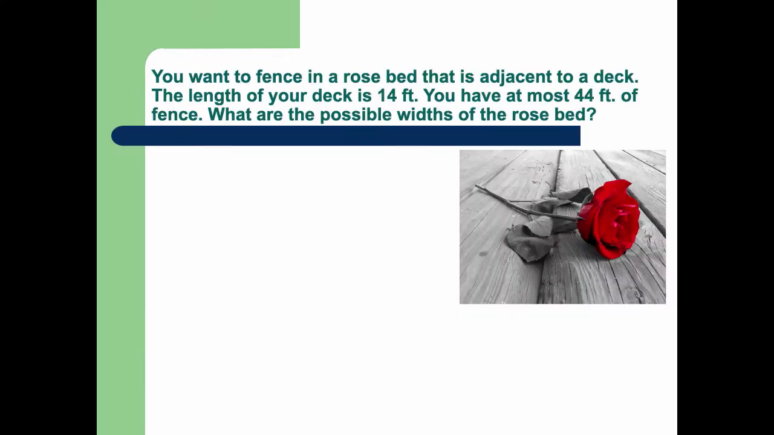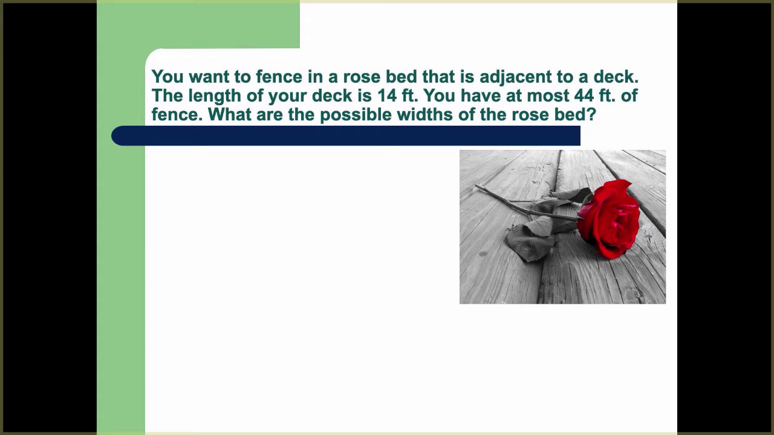So here we have, you want to fence in a rose bed that is adjacent to a deck. The length of your deck is 14 feet, and you have at most 44 feet of fence. What are the possible widths of the rose bed? For these type problems, I always recommend you draw a picture. So we know we have a deck that's 14 feet wide, and we know that we are going to build a rose bed off the deck. So we know that our rose bed, because it's adjacent to the deck, is going to be 14 feet wide. We want to know what these dimensions could possibly be. So what could be those widths, that x?